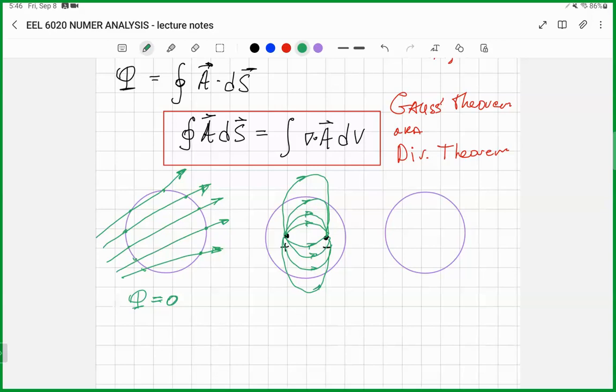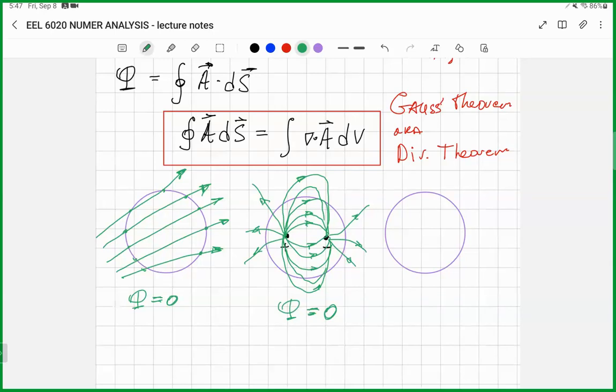Okay, so some of these field lines are inside of the spherical surface. Some of the field lines go out from the surface. But again, even for this case, the number of field lines that go out equals the number of lines that go in, which makes the field flux again zero. So no net flux.